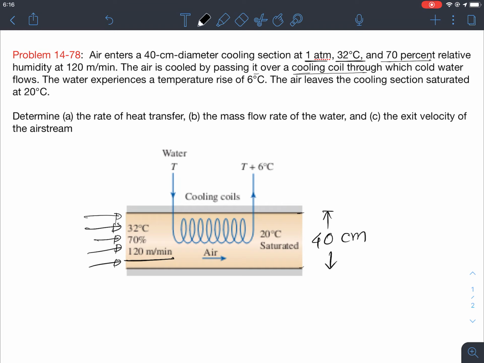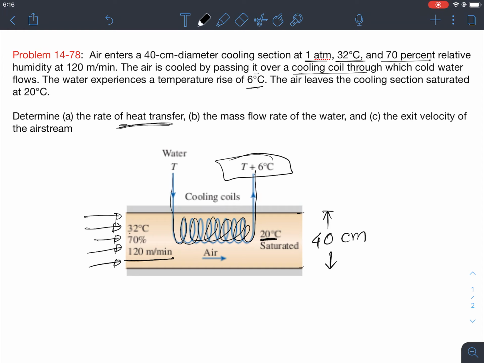Then the air is cooled by passing it over a cooling coil. Once the air passes through this cooling coil, you can see the temperature is decreasing. It goes from 32 to 20 degrees C, and it becomes saturated, right? Then the problem asks several things. Water experiences a temperature rise of 6 degrees Celsius. So when it's cooling, the water circulates through this cooling coil, and its temperature rises by 6 degrees C.